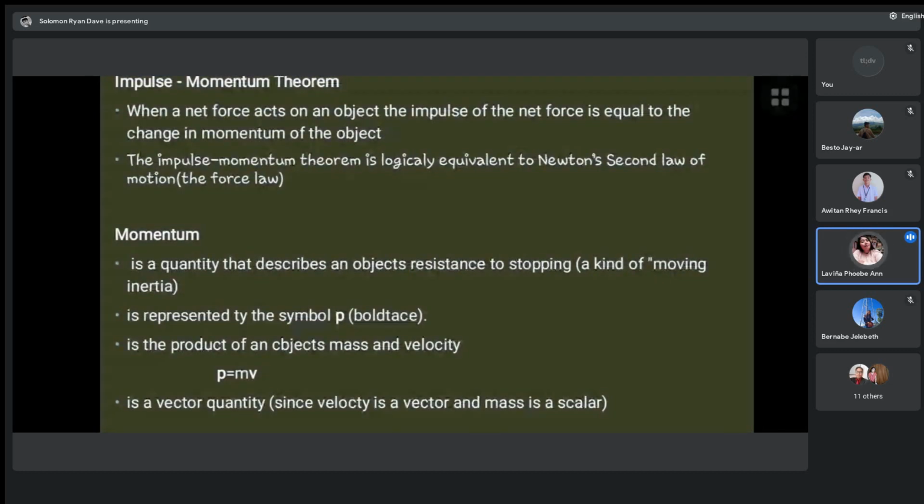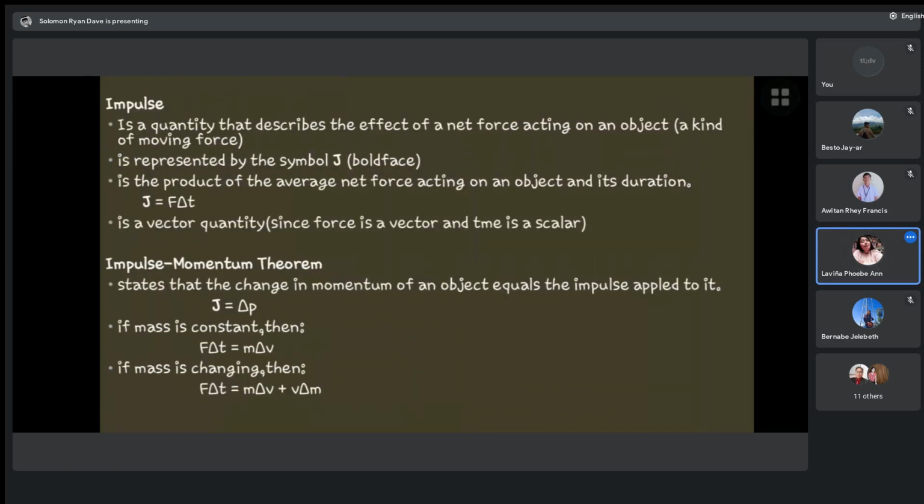Impulse. Impulse is a quantity that describes the effect of a net force acting on an object, a kind of moving force. Impulse is represented by the symbol J. Impulse is also the product of the average net force acting on an object and its duration. The formula is impulse equals force times change in time. Impulse is a vector quantity since force is a vector and time is a scalar.